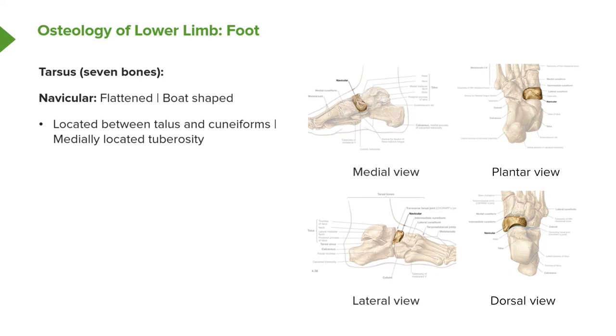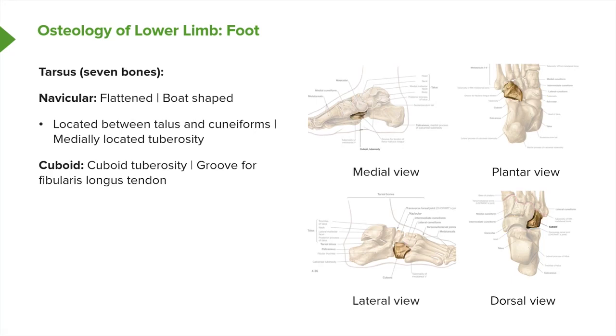So now let's turn to the navicular. This is a flattened boat-shaped bone, and it is located between the talus posteriorly and the 3 cuneiforms anteriorly. We can see it here clearly in this dorsal view. On the lateral view, we can see it's lying medial to the cuboid bone, and on this medial view, we can see it's running against the medial surface of the foot. On the inferior surface of the navicular, we see a medially orientated tuberosity, and these are important for muscle attachments.